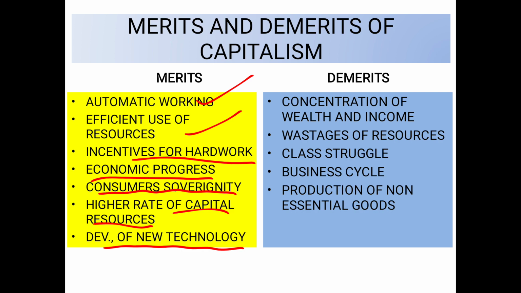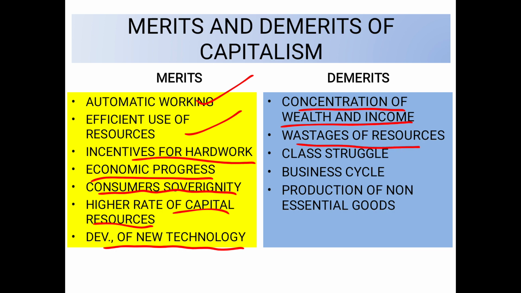As we have merits on one side, we have demerits also on the other side. Concentration of wealth and income. What happens? The rich people are having resources in their hand, while the poor do not possess. Since they have a lot of resources, there is an inequality in the income. There is a gap between the rich and the poor.